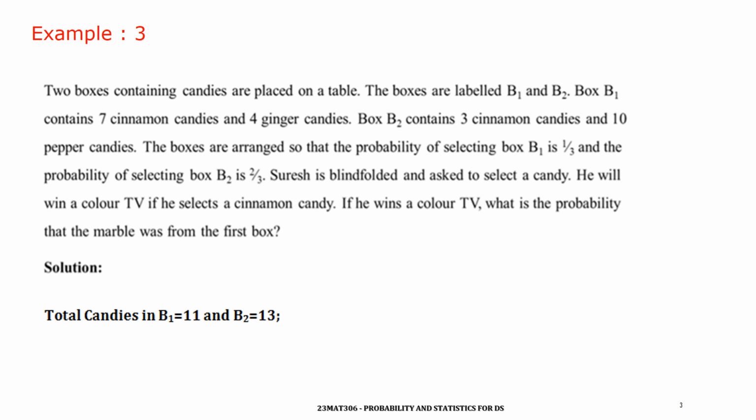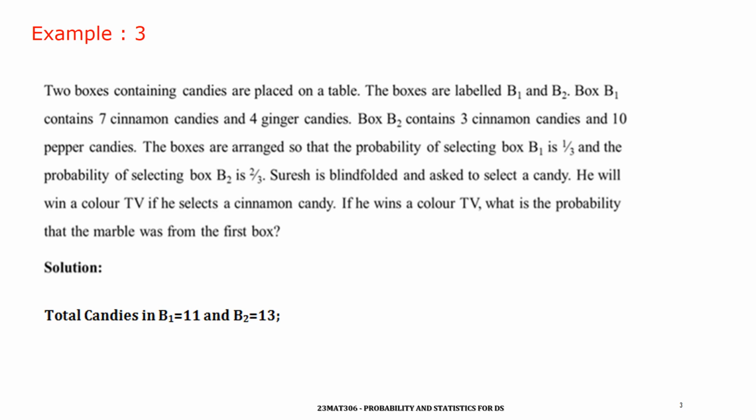So let us look at this simple example. Imagine two boxes. Each box contains cinnamon and ginger candies in different numbers. We randomly pick one box and then pick a candy. Now we are interested in finding probabilities based on what we observed. This type of problem helps us understand how probability works when there are multiple steps involved.